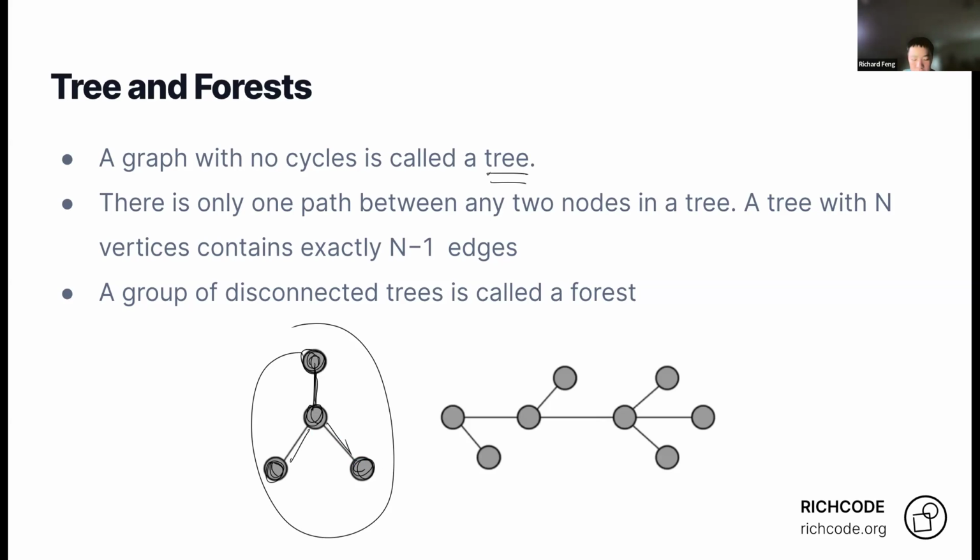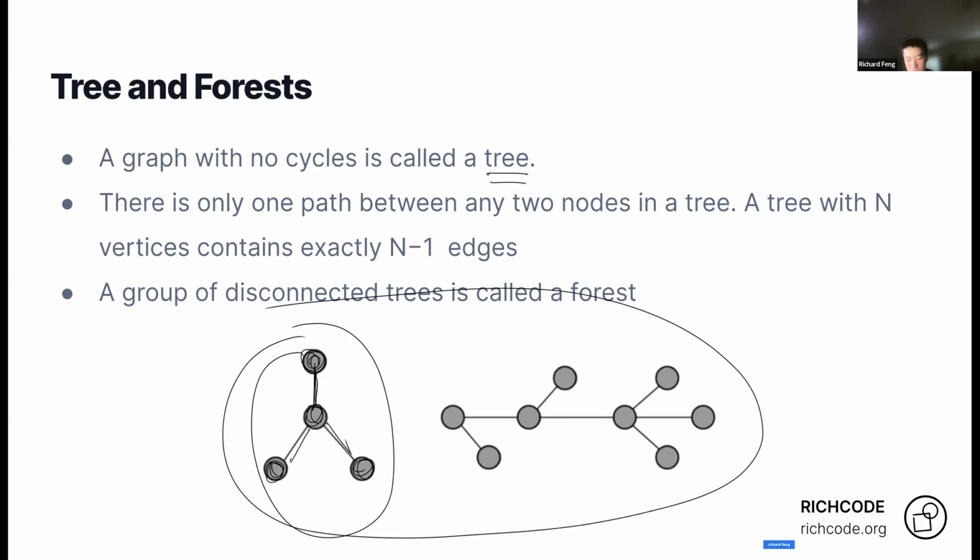And a group of disconnected trees is called a forest. So if we're talking about both of these graphs, this is a forest. This one is also a tree. So basically, many trees constitute a forest.